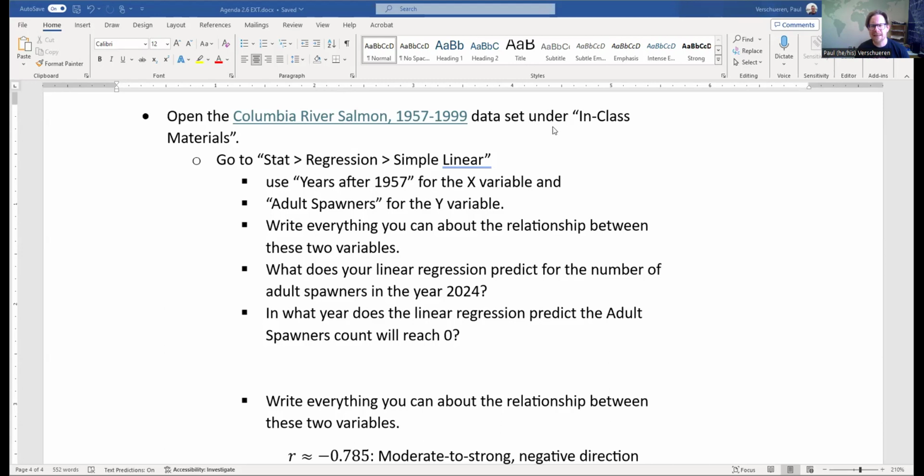So I'm going to open this data set in a second. But in class last week, and then on Monday, and then on Tuesday, all three days, we were in StatCrunch making these linear regressions and scatter plots. This particular question is all about salmon count over various years.